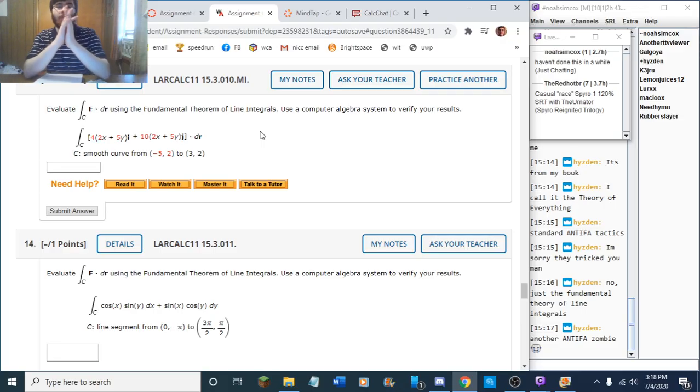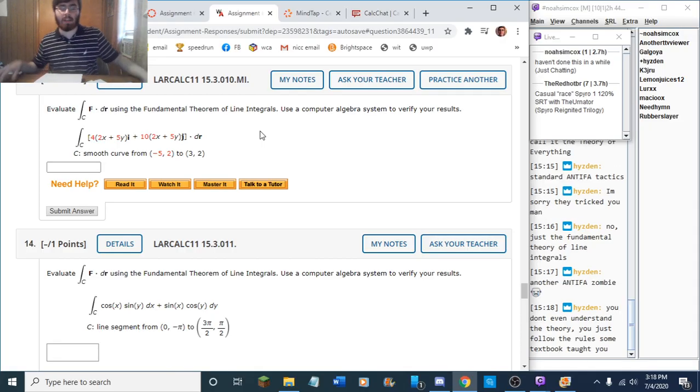The fundamental theorem of line integrals is just one little tiny part of my class. There's a bunch of other stuff I've been doing. I'm only using the fundamental theorem of line integrals for like 3 or 4 questions. Well, that is definitely true, I'll give you that. I don't really understand it very well. I kind of sort of understand it.